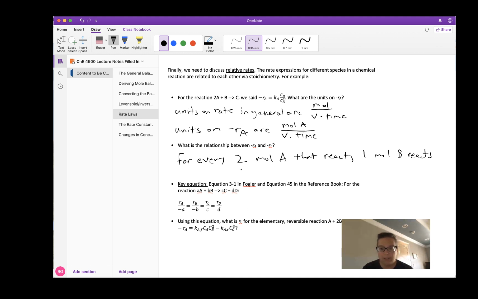So for this example, we would say that the rate of A over -2 is equal to the rate of B over -1. Therefore, the rate of B is equal to 1/2 the rate of A.